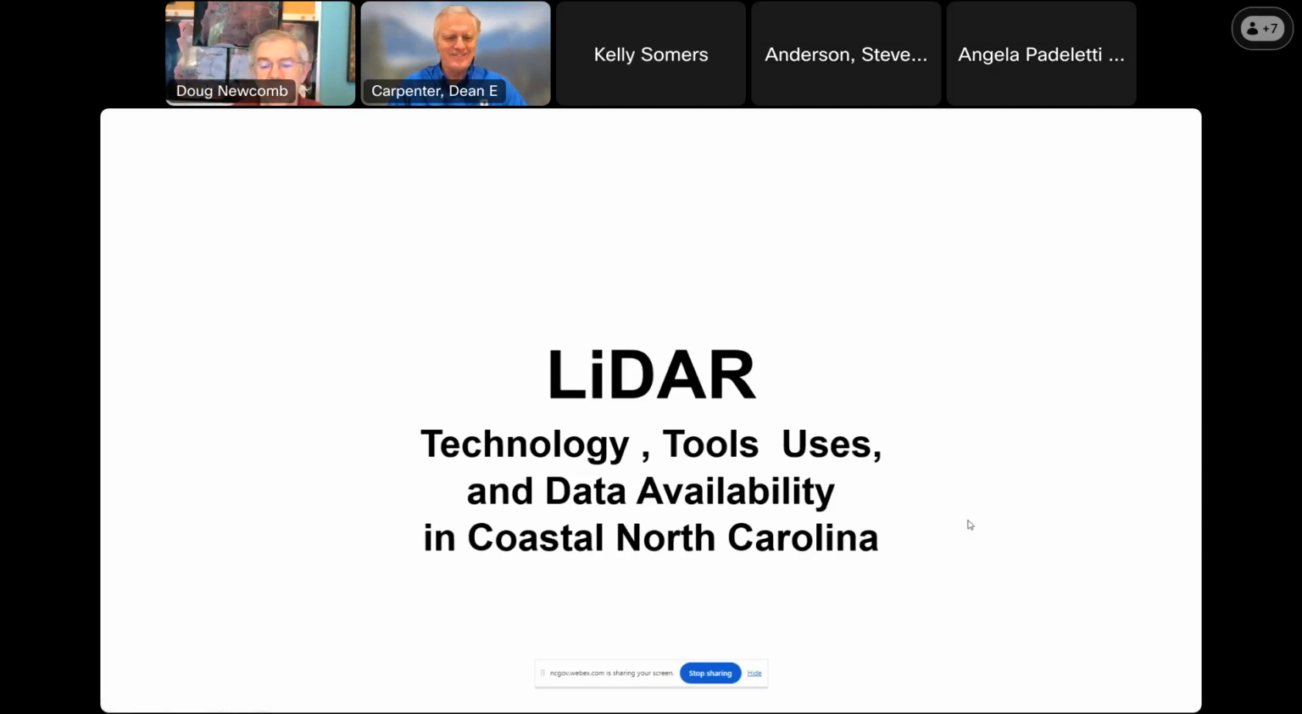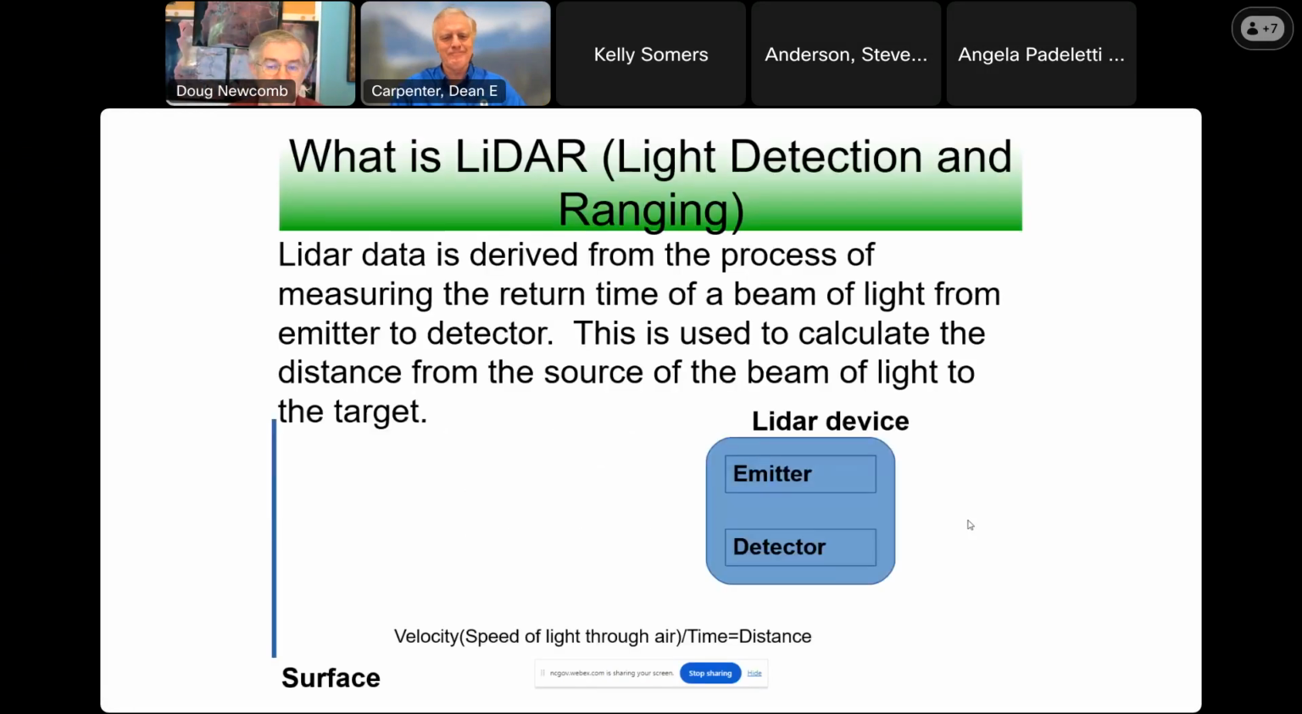Okay, what's LiDAR? Well, it's sort of an acronym for light detection and ranging. It's basically you shoot a laser, you hit a target, you measure the time it takes to get back to a detector, and the speed of light through air, times that, gives you the distance.